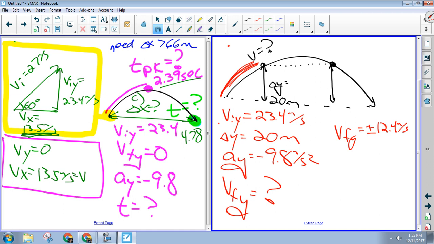All right? Please be careful about your time intervals, okay? If it's asking you how high it goes, you want to use TP, right? If it's asking you how far it goes, you want to use T total, right? So watch out for that kind of stuff.